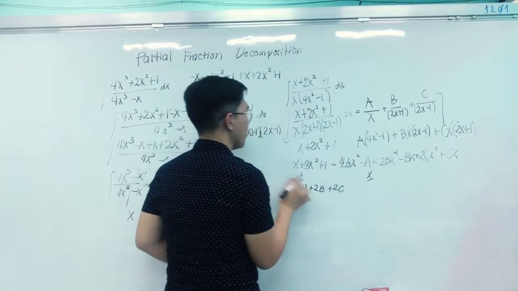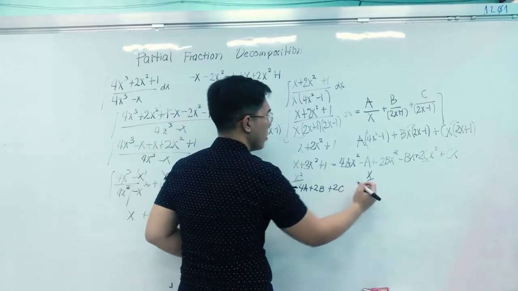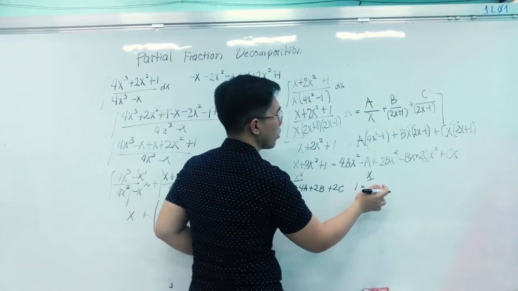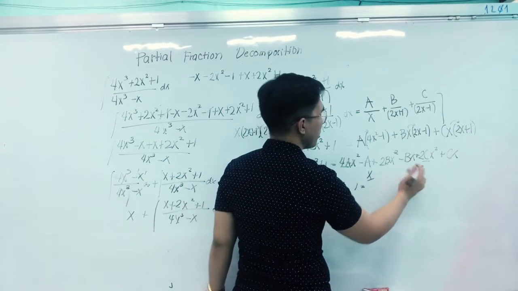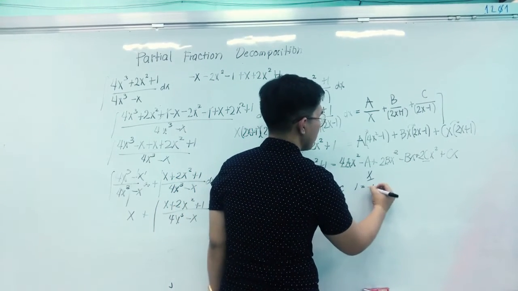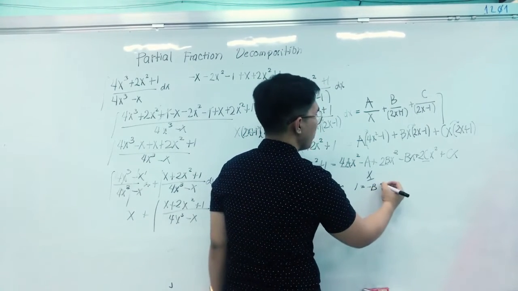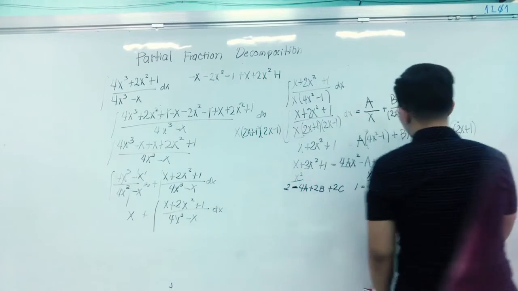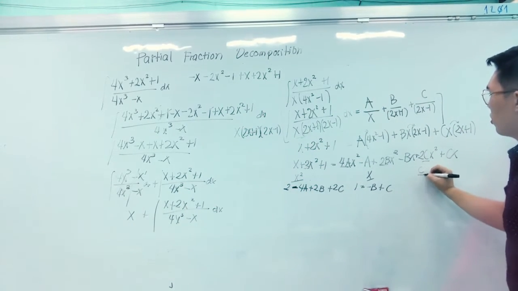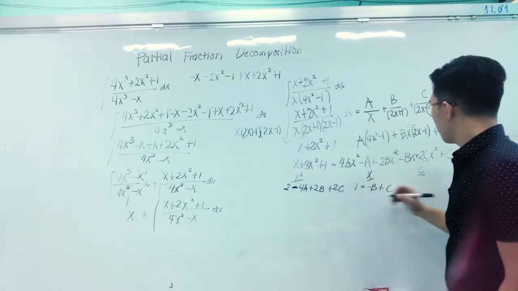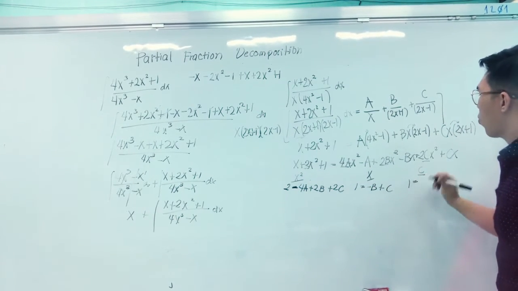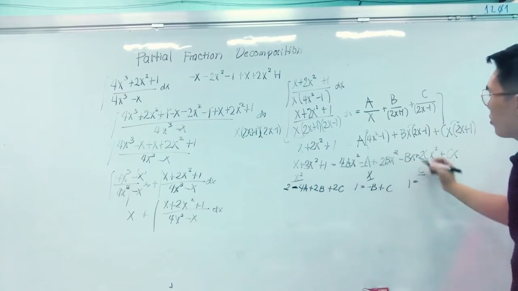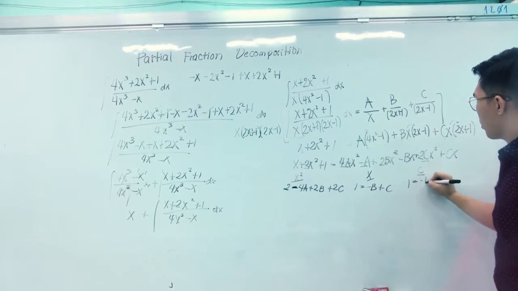And for the x terms, the left side is x, leaving us with 1 is equal to all the x terms in the right side of the equation, negative bx plus cx, or negative b plus c. And lastly, all the constant terms of the equation, starting from the left side, is only 1, so we write 1 is equal to the right side, our constant term is just negative a. So we write 1 is equal to negative a.